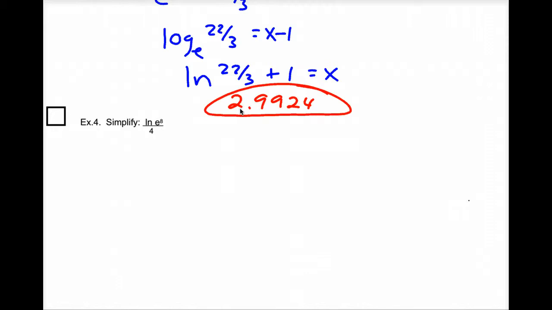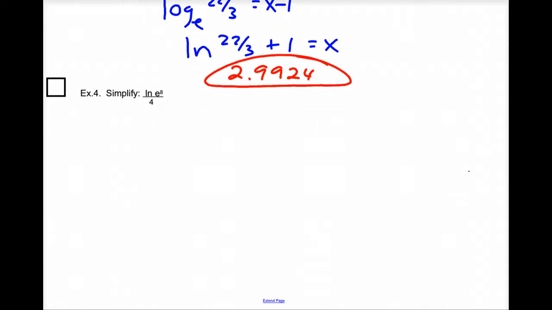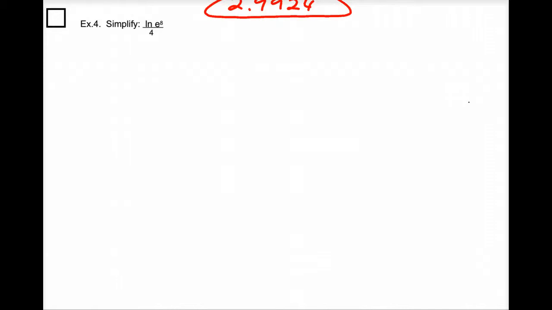One last one. This is just a simplified one. We've got the natural log of e to the 8th over 4. There we go. Okay. So we've got natural log of e to the 8th. We can simplify that. If you get confused, write it as log base e of e to the 8th. We can simplify the top part. Log base e of e, this part cancels and leaves you with an 8. Okay, so it's just going to be 8 over 4.